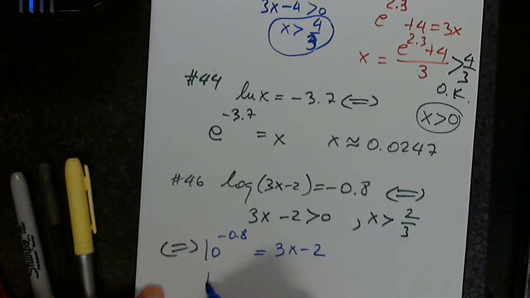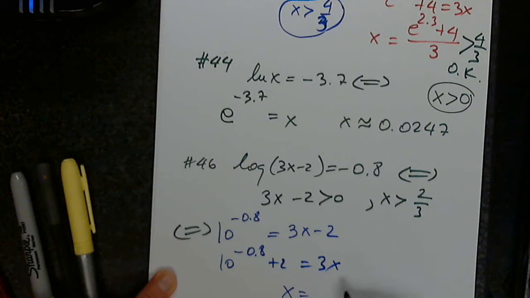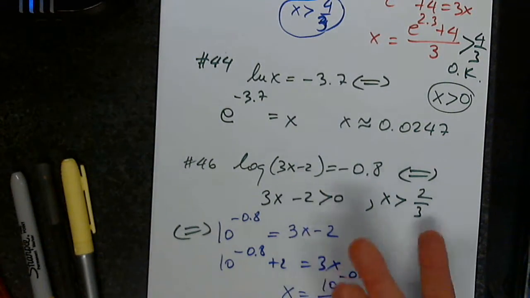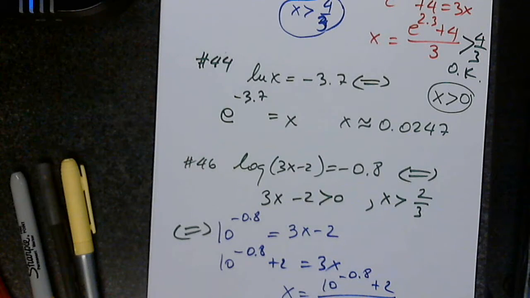Add 2 to both sides. Good. So 10 raised to negative 0.8 plus 2 equals 3x. Divide that by 3. Good. So x equals 10 raised to negative 0.8 plus 2, divided by 3. Because this is a positive number, obviously x will be greater than 2/3. Just to make sure that I'm doing this correctly, I have parentheses for the top, and I get 10 caret in parentheses, negative 0.8, close the parenthesis, and then plus 2, and then divide that by 3.